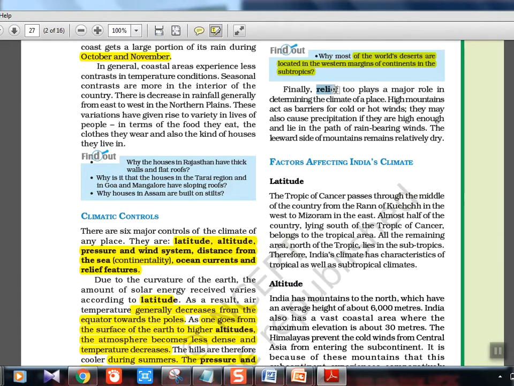Relief too plays a major role in different types of climate. High mountains act as barriers for cold or hot winds. You know the Himalayas are actually protecting India from the cold Siberian waves, the cold waves. So relief also decides the climate. And the rain-bearing winds: the monsoon will come from the Lakshadweep area and all, hit the Western Ghats, rise up and then come down as rainfall. So mountains play a very important role.